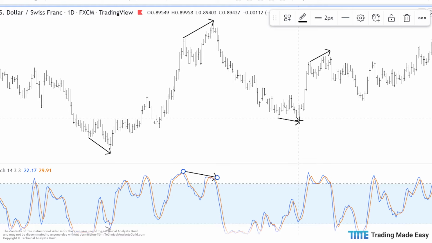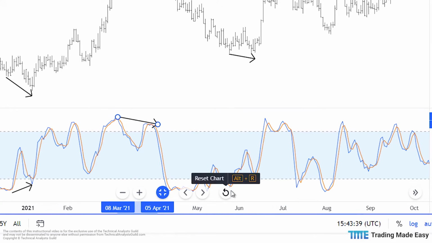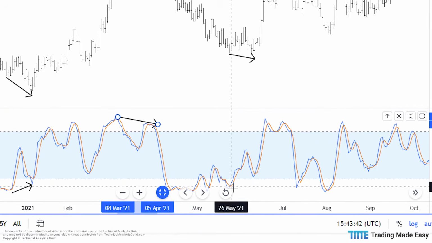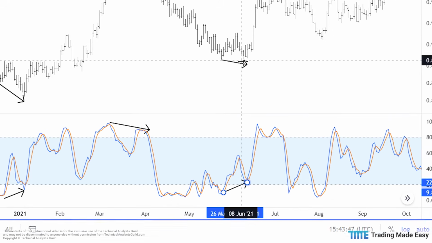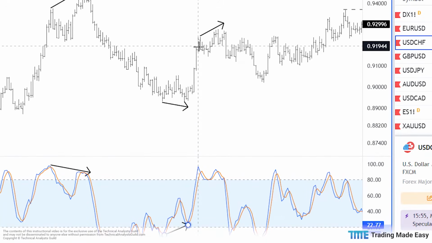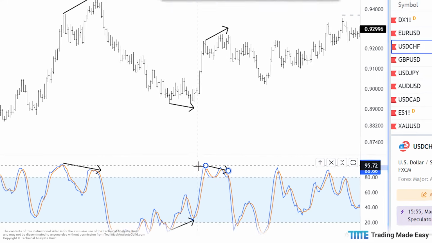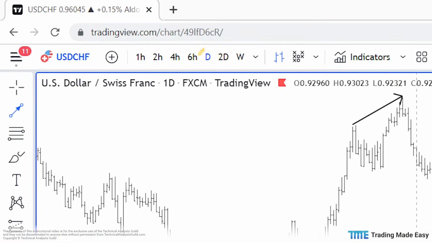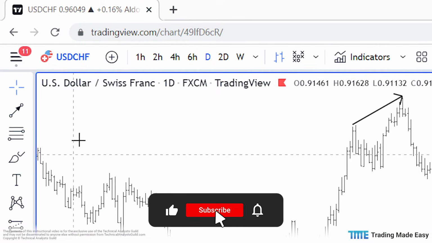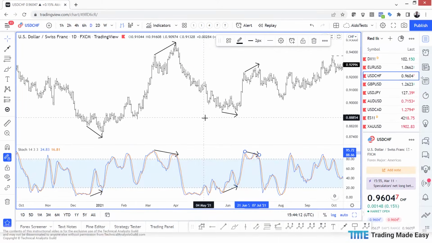A next example is right here. This low here is lower than this low, and you can see in the oscillator this low here is much lower than the next one, which in price is lower. And the opposite occurs again. When prices are moving up, the indicator is moving down. So this is a good example. In this particular market, you can see this is a one-day chart of the USD Swiss franc, but we can find this in any market.